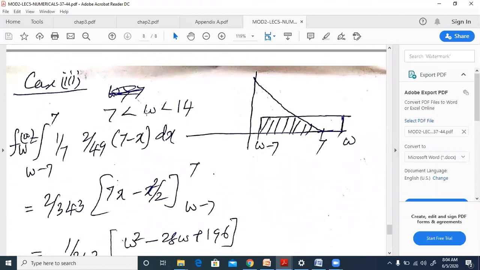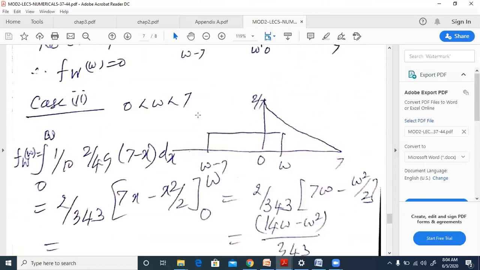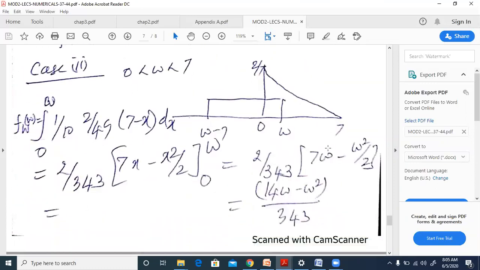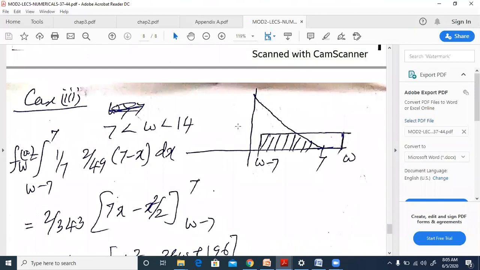For 7 less than w less than 14, 14 corresponds to this point overlapping with this, till the time this overlaps with this. From the point this overlaps with this, that is w equal to 7, till the time this overlaps with this, that will be w minus 7 equal to 7, that will give w equal to 14. From 7 to 14, we'll have a figure which is something like this.